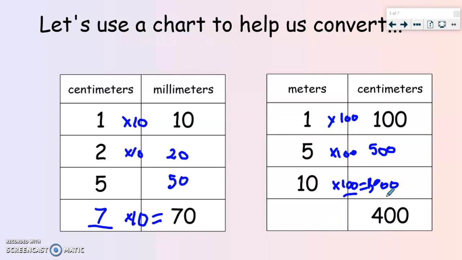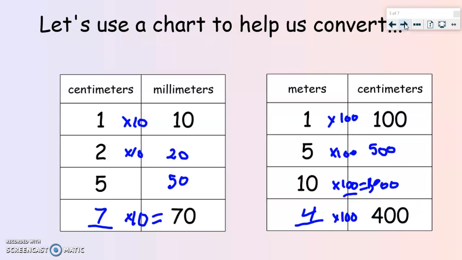And so here's my little algebraic thinking problem for you guys. I know my answer is 400. I know the rule is to multiply by 100. So what did I have to multiply by 100 to get here? 4, correct. So if you have 4 meters, that means you have 400 centimeters.